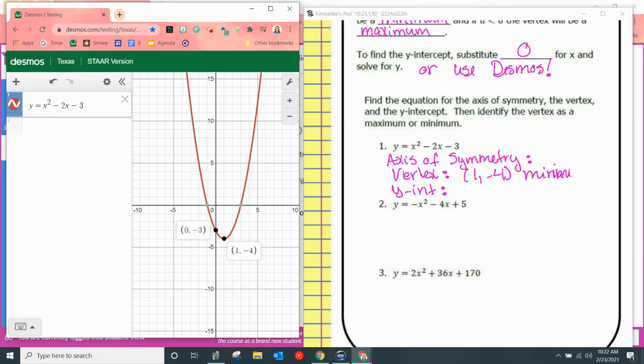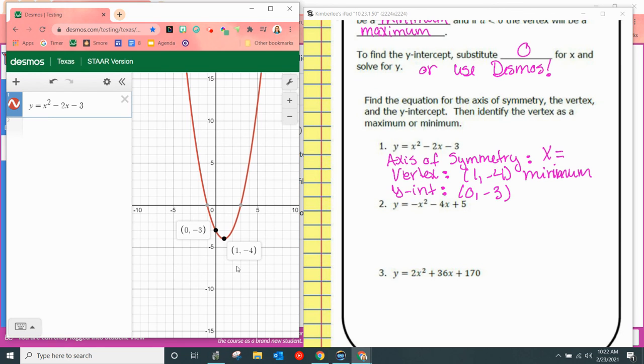I call this one a valley. The y-intercept, well, that's where it's crossing the y-axis here. Oh, well, that's this point. That's (0, -3). Now, the axis of symmetry, the equation is always an x equals equation.